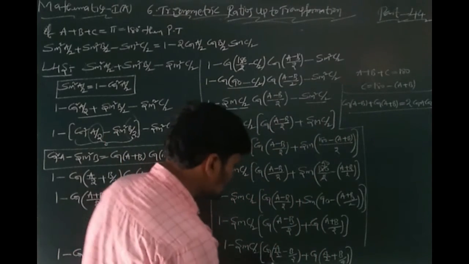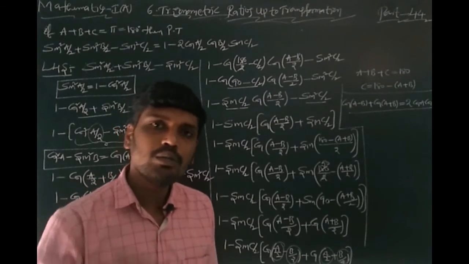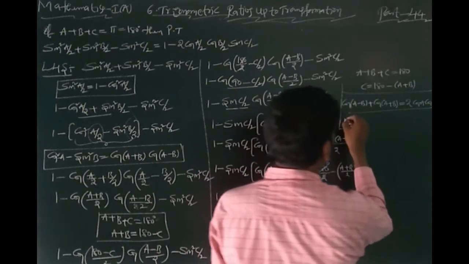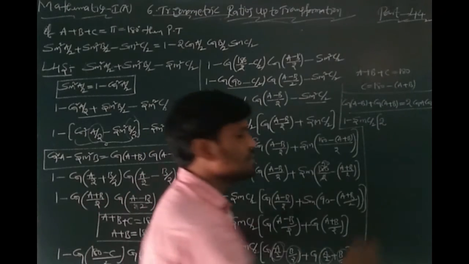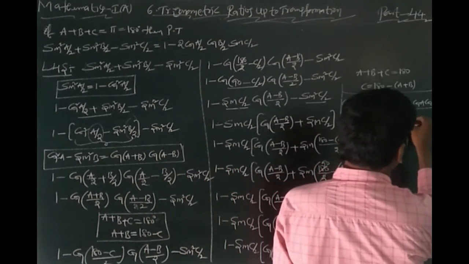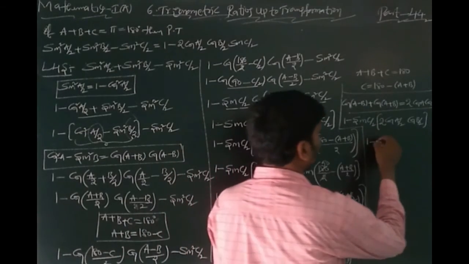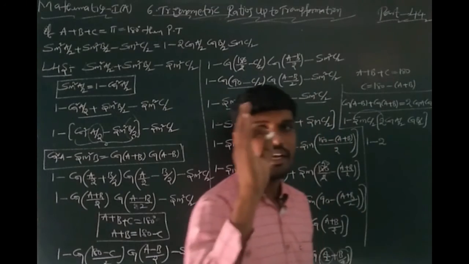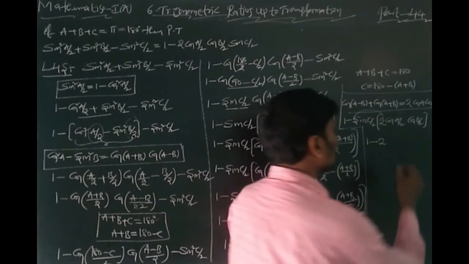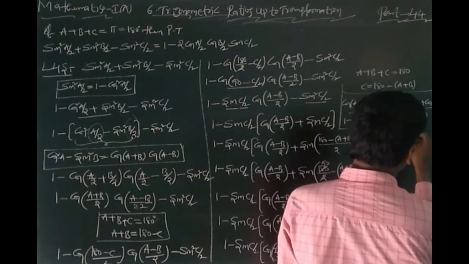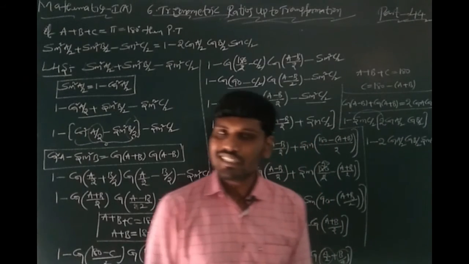In this formula, what is the value of a? The a value is a by 2, the b value is b by 2. Then 1 minus sin c by 2 equals 2 cos a by 2 into cos b by 2. After that, you can write 1 minus 2; first cos of angle A, cos A by 2, after that angle B, cos B by 2, after that angle C, sin C by 2. This is the RHS part.